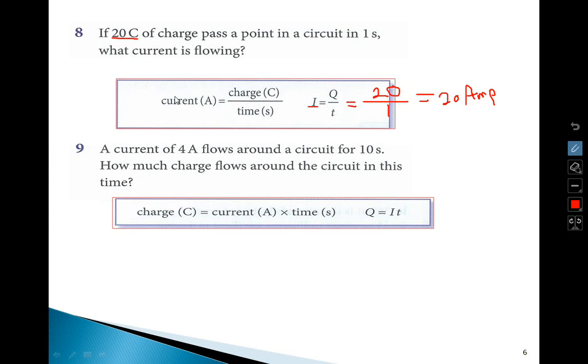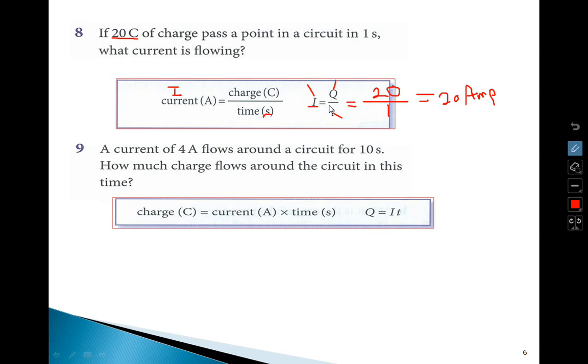I is current, which is measured by ampere, and it is equal to charge Q, which is measured by coulomb, over time T, which is measured by second. So I is equal to Q over T. So it's equal to 20 over 1 second, which is 20 ampere.